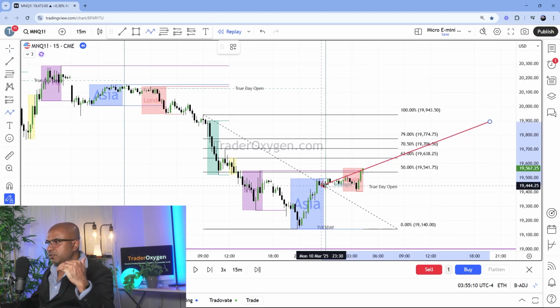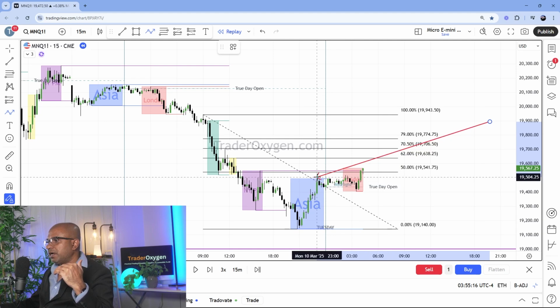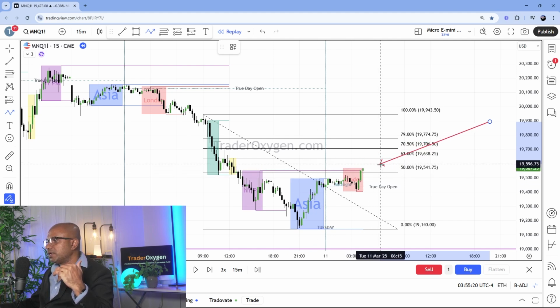This is the Tuesday midnight opening. The price is continuing the retracement up, grabbing liquidity around the Asian session of the previous day, and the price is coming towards this fib OTE level. So let's see what the price is doing.